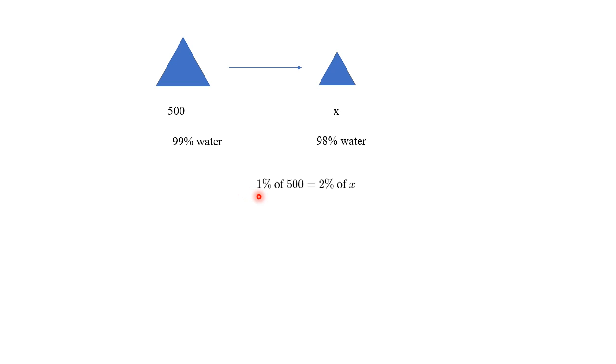When you buy it, the hard stuff is 1% of 500. And in the morning, it's 2% of X. Now, if we write that mathematically, 1 per 100 of 500 is 2% of the unknown weight in the morning. Solve for X, and you get 250. That's a little surprising, isn't it?